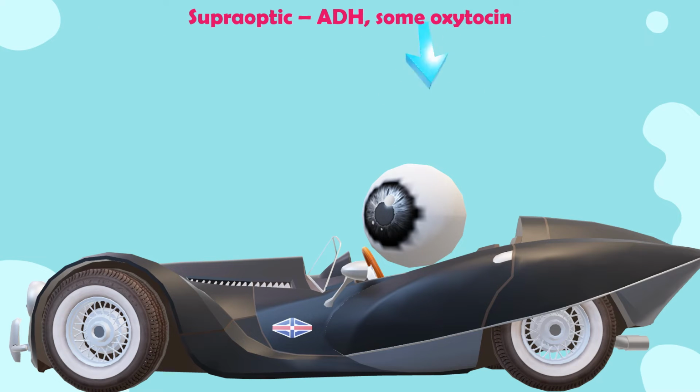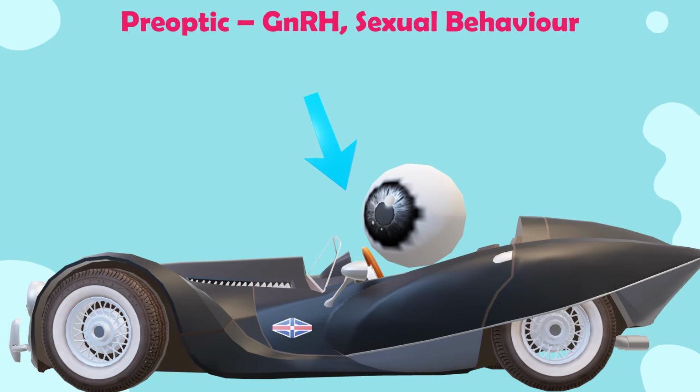Here comes the supraoptic nuclei, which secrete the antidiuretic hormone and play an important role in the regulation of water balance, and also secrete some amount of oxytocin. Then comes the preoptic nuclei, which secrete the gonadotropin releasing hormone and play an important role in sexual behavior.